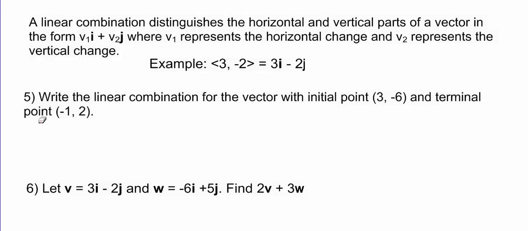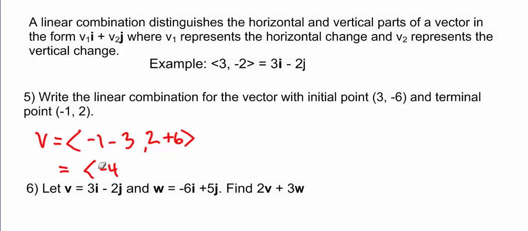Well, we need to start probably by finding that component form just so we know what we're looking at here. So we're going to do the terminal values minus the initial, so -1 minus 3 and 2 minus -6. So our initial vector, and this is in component form here, would be -4, 8. So if I want to write it as a linear combination, I just simply do -4i plus 8j. By the way, don't confuse that i with the imaginary unit.